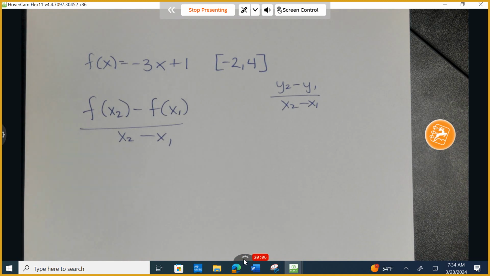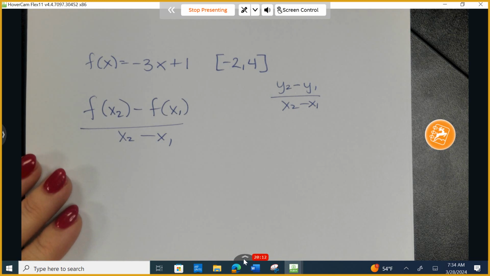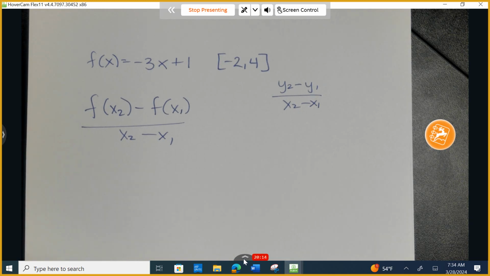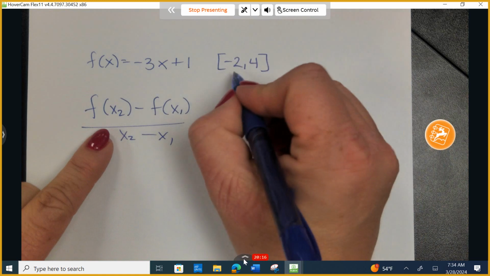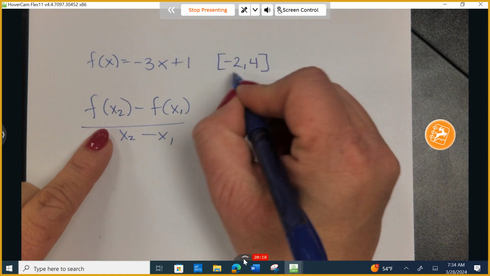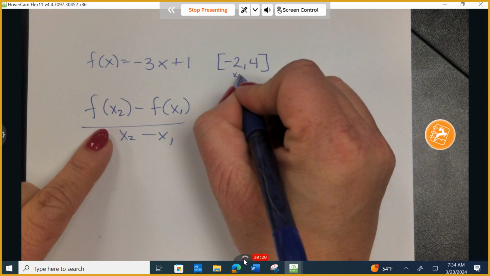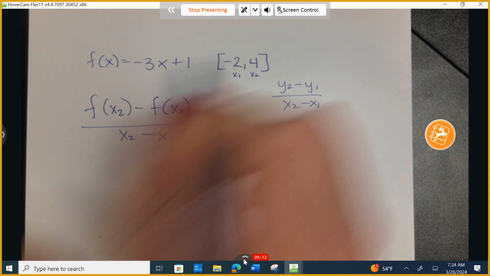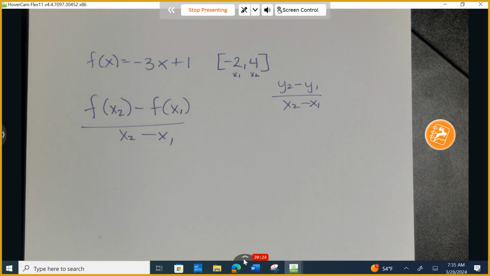I'm still doing rise over run. I'm going to go through this much slower right now. This is not an ordered pair. This is not x, y. This is your first x and this is your second x. It's the beginning and the end of the interval.